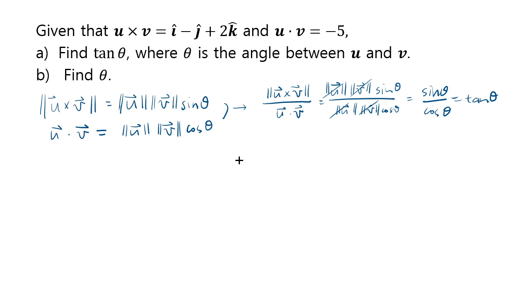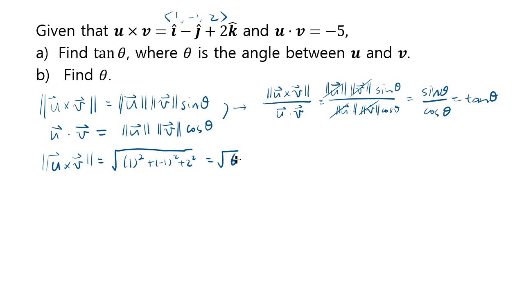Okay, so that tells us exactly what we need to do. We already know u dot v, it's -5, so we just need to figure out what u cross v is. Well, first you have to know that this means it's 1, -1, 2 in the coordinate representation. And the norm of this would be 1 squared plus -1 squared plus 2 squared, and that's equal to square root of 6.